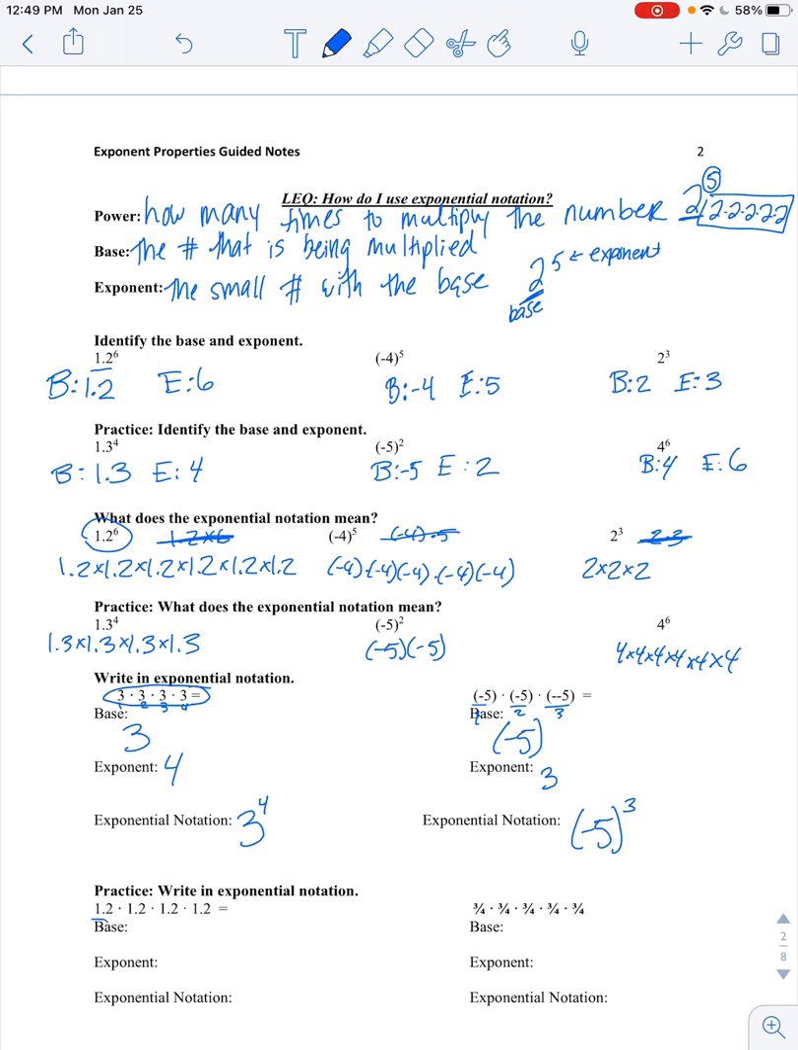So your base is what's being multiplied, so that is 1.2. It's being multiplied 1, 2, 3, 4 times. So your exponential notation is 1.2 to the 4th power. Okay, next one. 3/4 is your base. We're just going to put parentheses around that. Then your exponent is 1, 2, 3, 4, 5. So your exponential notation is 3/4 raised to the 5th.